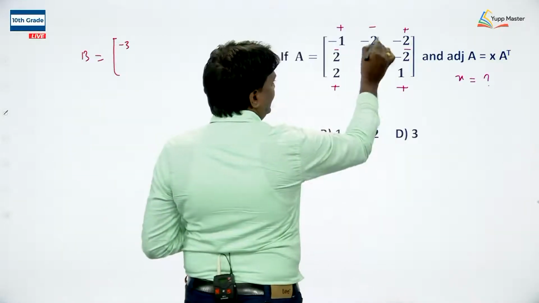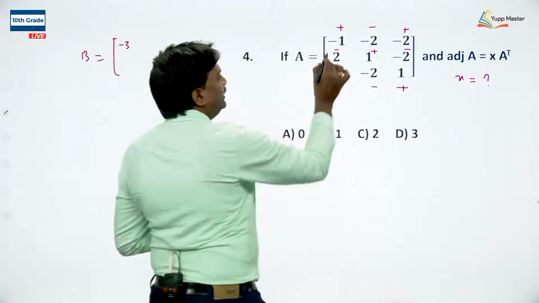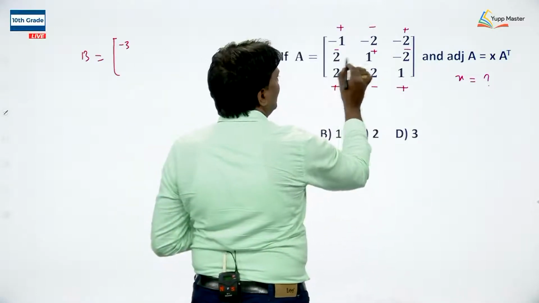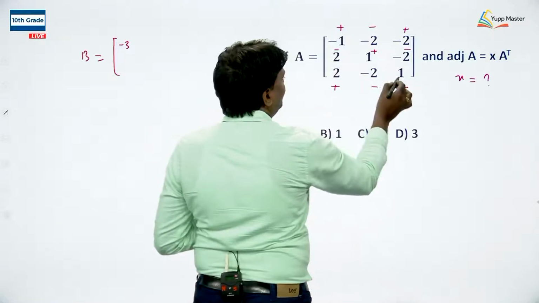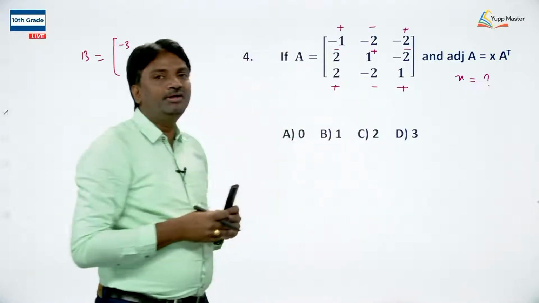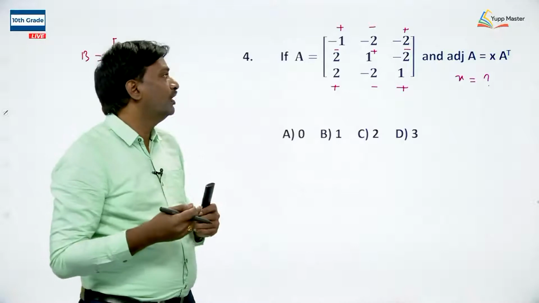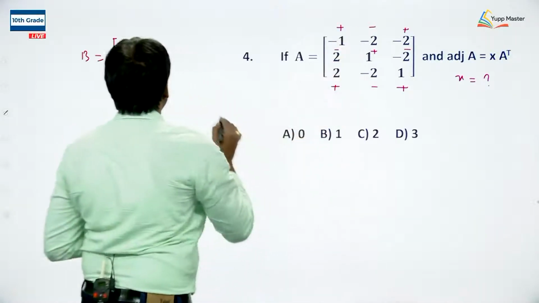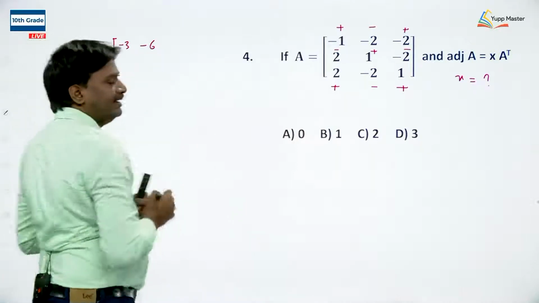Let us take the cofactor of minus 2. Eliminate the row and column containing minus 2. The remaining elements are 2 minus 2, 2 1. 2 into 1, 2, minus 2 into 2... minus 2 into minus 2, minus 4, plus 4. So, 2 plus 4, that is 6, but here the sign is minus. So, that is minus 6.